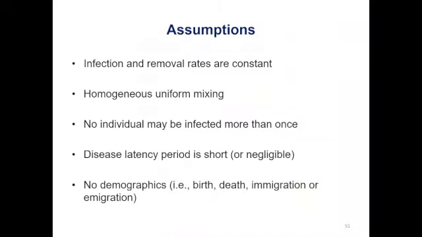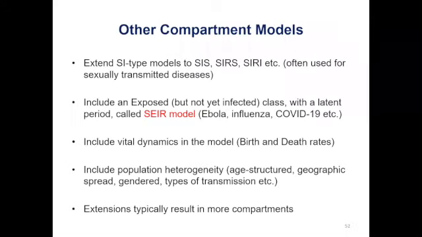Some assumptions that we made include that infection and removal rates are constant, and we assume homogeneous uniform mixing between the individuals living in the population. And we also make an assumption that no individual may be infected more than once. When they attain immunity, when they recover, that's permanent, or when they die, well, that's permanent as well. Disease latency period is short. If you're going with the SIR model, the exposure period is short. And I have addressed this already: no vital dynamics, no new births, or no non-disease related deaths.